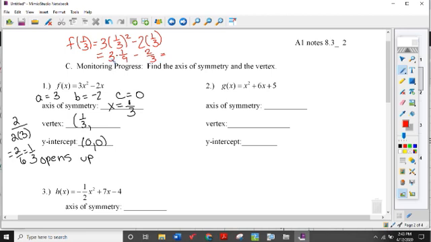So 3 times 1/9, 3 goes into 9 3 times, so that's 1/3 minus 2/3. So my vertex is positive 1/3, negative 1/3.